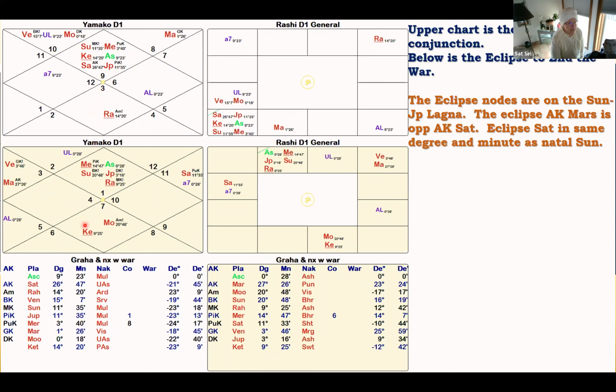And the eclipse Atmakaraka of Mars, which we saw when the bombing started, we saw that Mars was conjunct the original AK Saturn. Now we see Mars is the AK again, and is opposite. It's in 27 Gemini, opposite 27 Sag. Also, we see the Saturn of this eclipse chart being at 11 degrees 33 minutes of Aquarius, and the Sun-Jupiter conjunction was at 11 degrees 35 minutes of Sagittarius. So again, a very strong link.